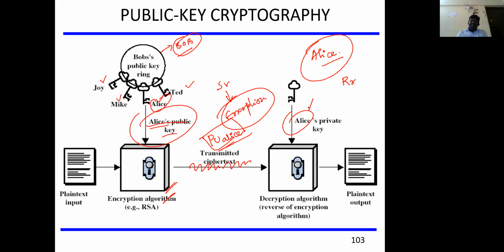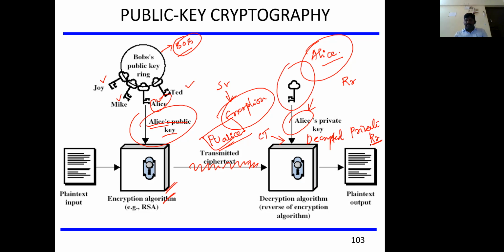If Alice is receiving the encrypted message, the data which is received is the cipher text. Now the cipher text has to be decrypted only with the help of the private key of the receiver. I hope this is clear.